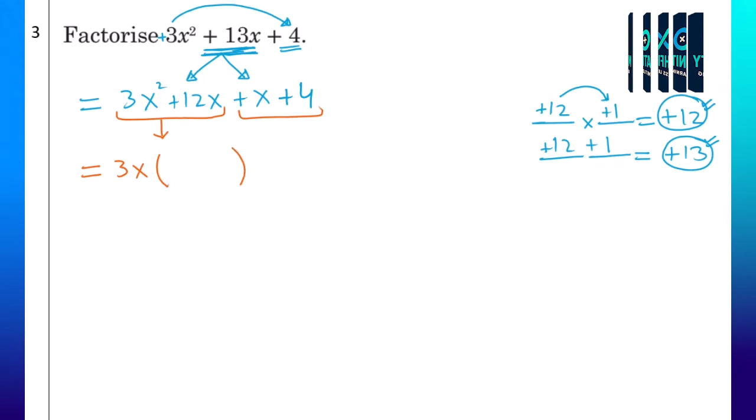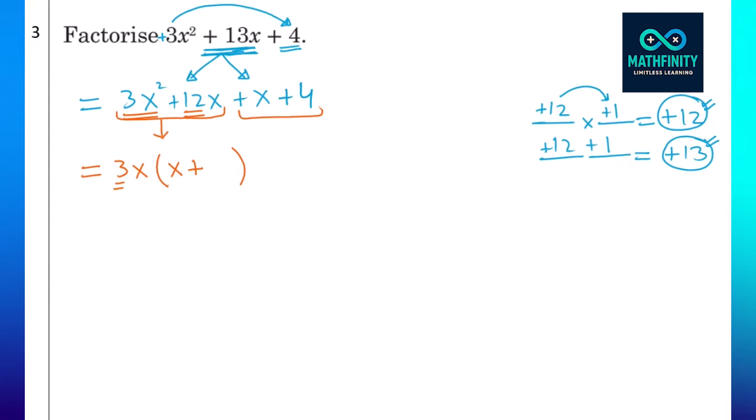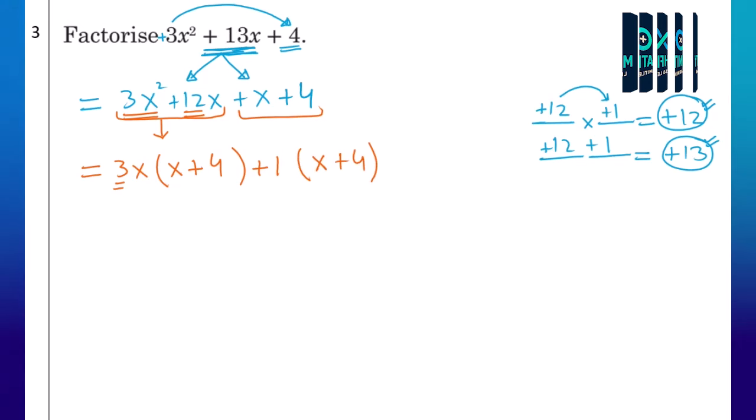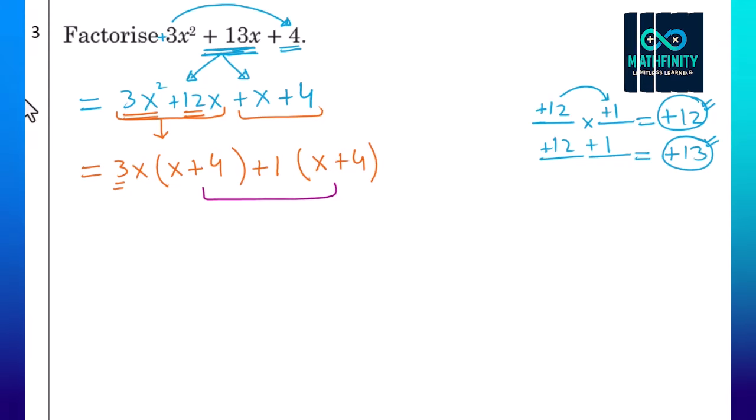Now we have to concentrate on what we have to write inside the bracket. In the first place, x and plus. The number here is 12 and here is 3. So 12 divided by 3 is 4. What is common from the second pair? Plus x plus 4. So nothing is common. We can write positive 1, and we have to write this as it is. You have to check properly that these two brackets are the same. Yes. So it means we did everything correct.